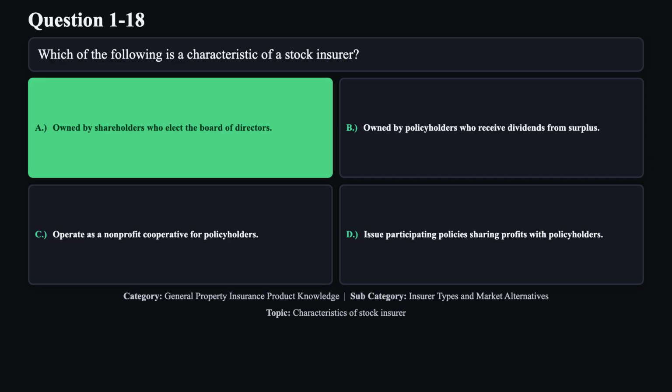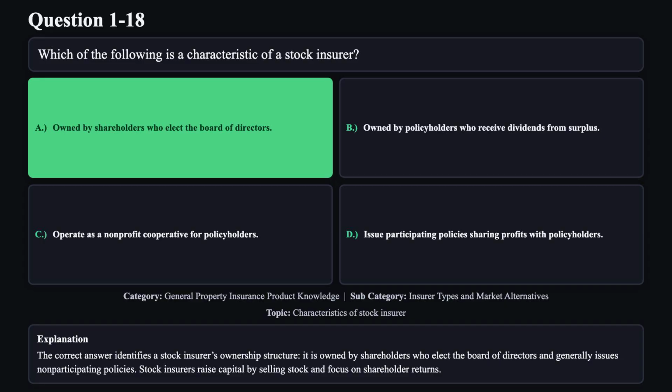The correct answer is A. The correct answer identifies a stock insurer's ownership structure. It is owned by shareholders who elect the board of directors and generally issues non-participating policies. Stock insurers raise capital by selling stock and focus on shareholder returns.